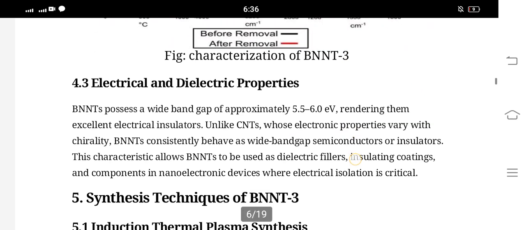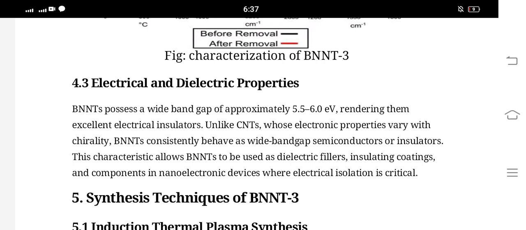The next heading is electrical and dielectric properties. Boron nitride nanotubes possess a wide electronic band gap of approximately 5.5 to 6 electron volts, which classifies them as excellent electrical insulators, unlike carbon nanotubes whose electronic behavior can vary between metallic and semiconducting depending upon chirality. Boron nitride nanotubes consistently exhibit insulating or wide bandgap semiconductor behavior.